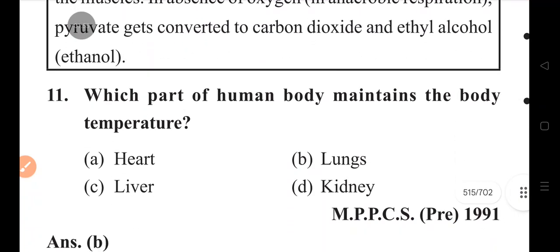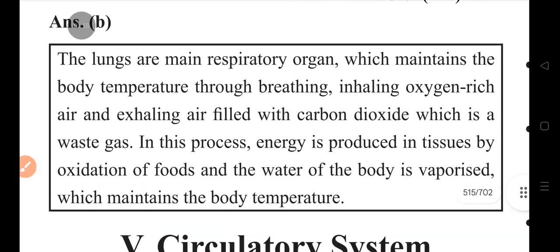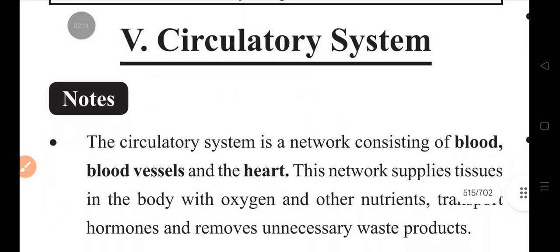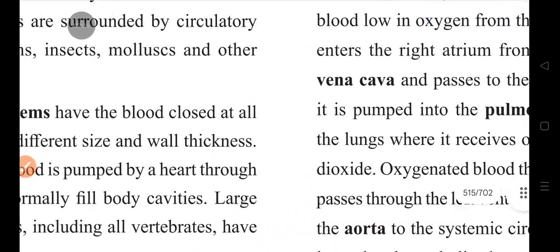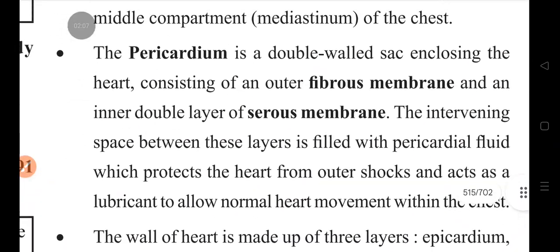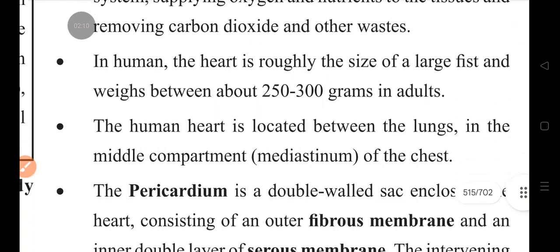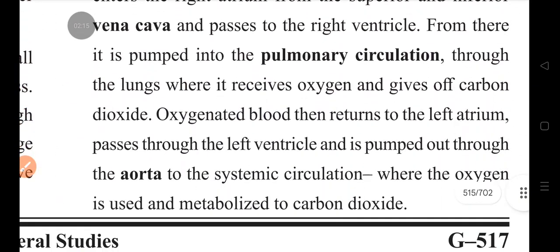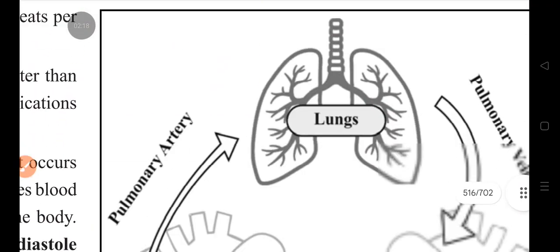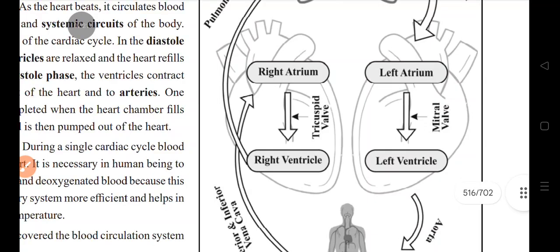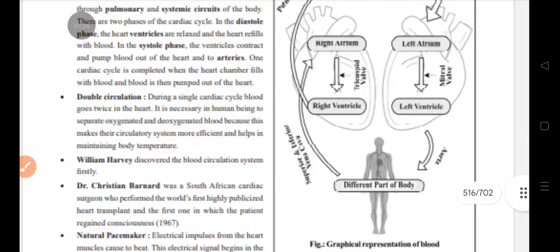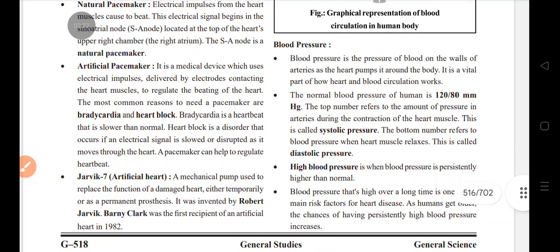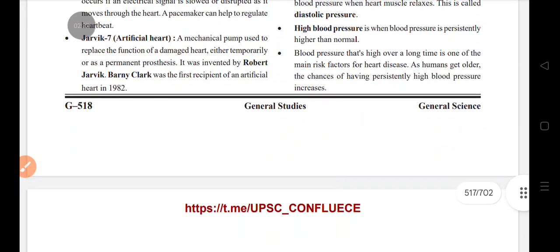Which part of the human body maintains the body temperature? Lungs. Circulatory system. Circulatory, pericardium, lateral pulmonary circulation, atrium, vein, tricuspid, mitral valve, aorta, blood pressure 120/80, diastolic. Hypertension, or high blood pressure, is when blood pressure is persistently higher than normal.